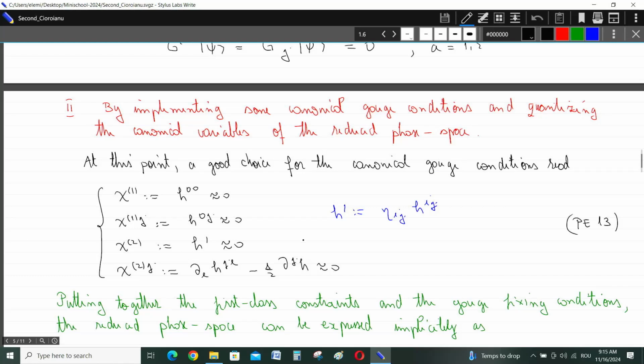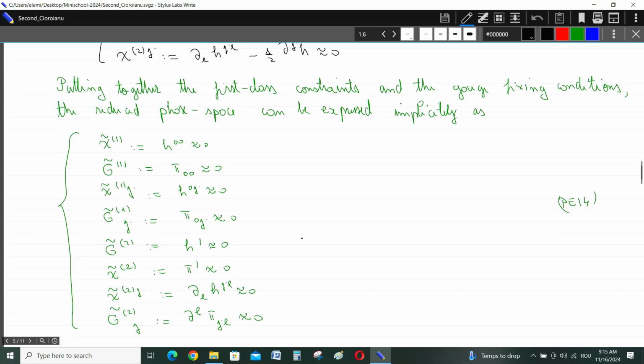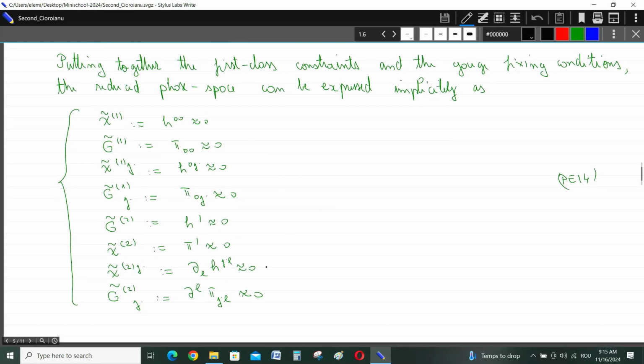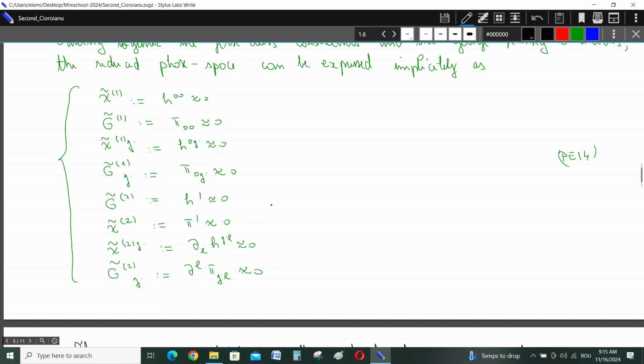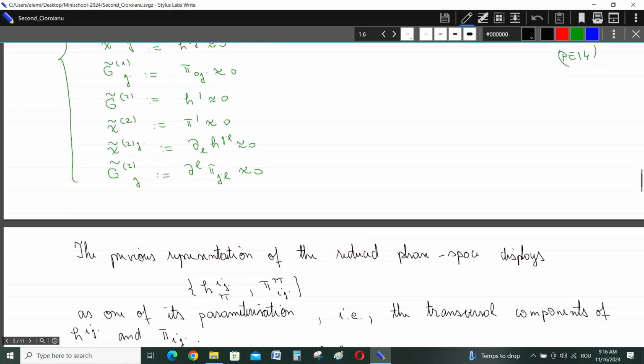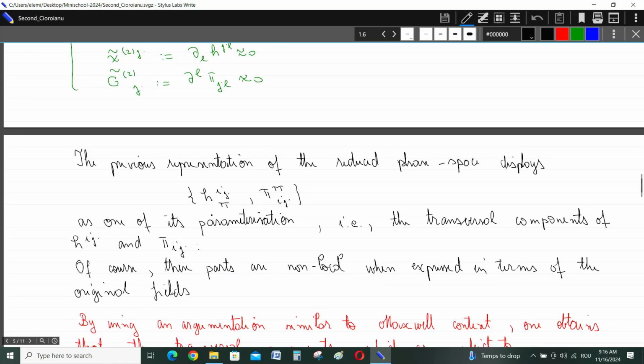So the reduced phase space can be given implicitly by these equations. We can identify the fundamental classical observables, namely the fields that parameterize this surface. These classical observables are the transversal components of the spatial part of the Pauli field, together with the transversal components of the momenta associated with the spatial part of the Pauli field.